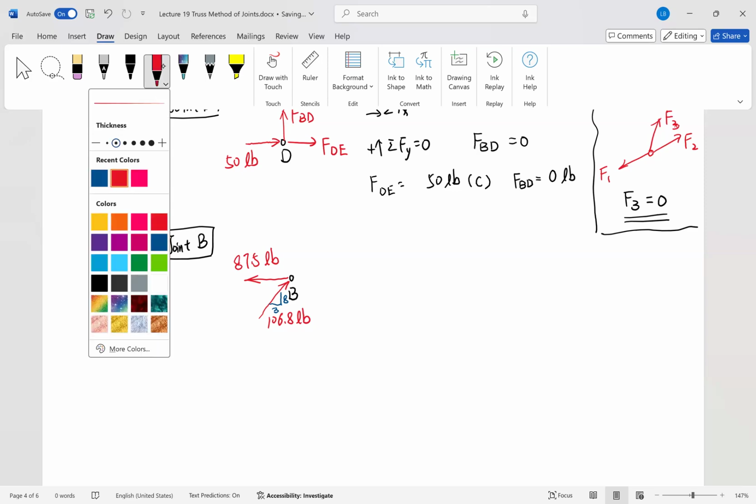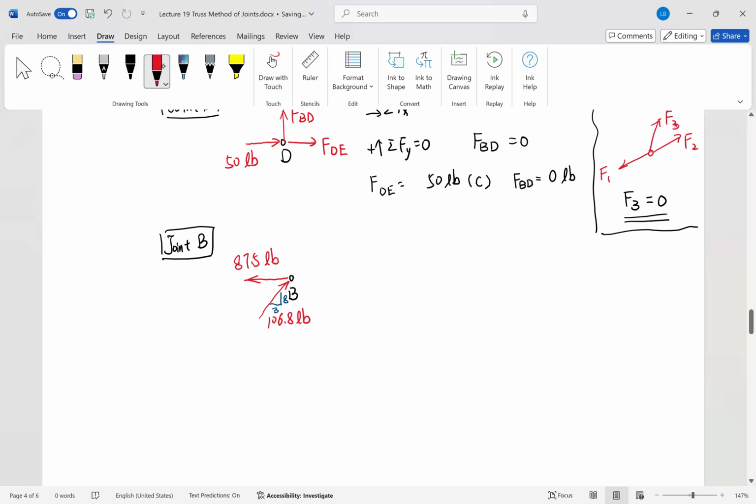And what else here? It should be member force BE, right? We have member force BE here. Do we know that? We don't know it. So we can assume that it is tension here.